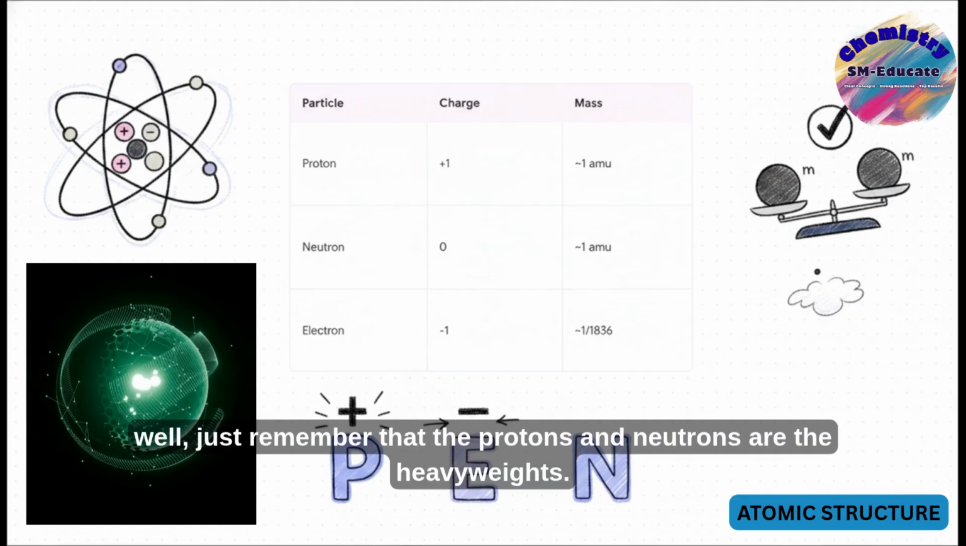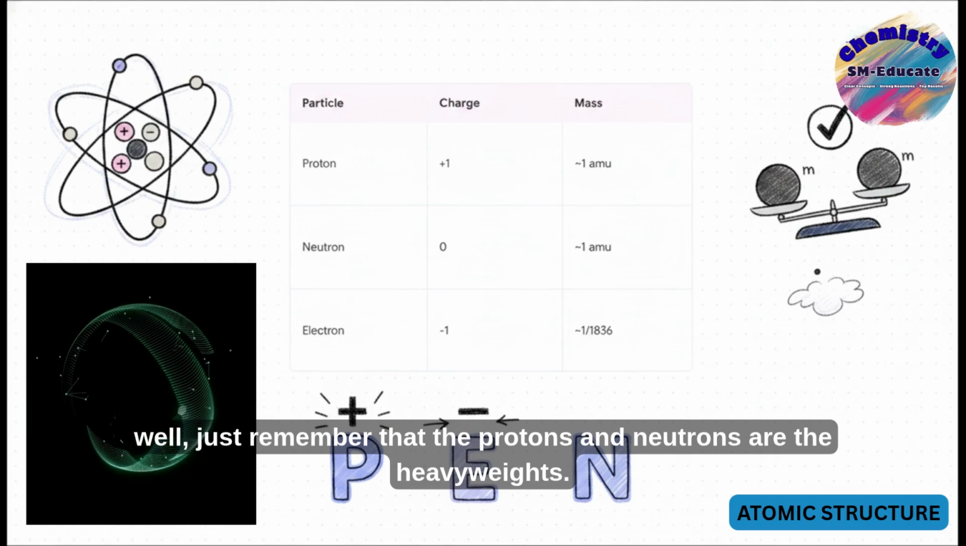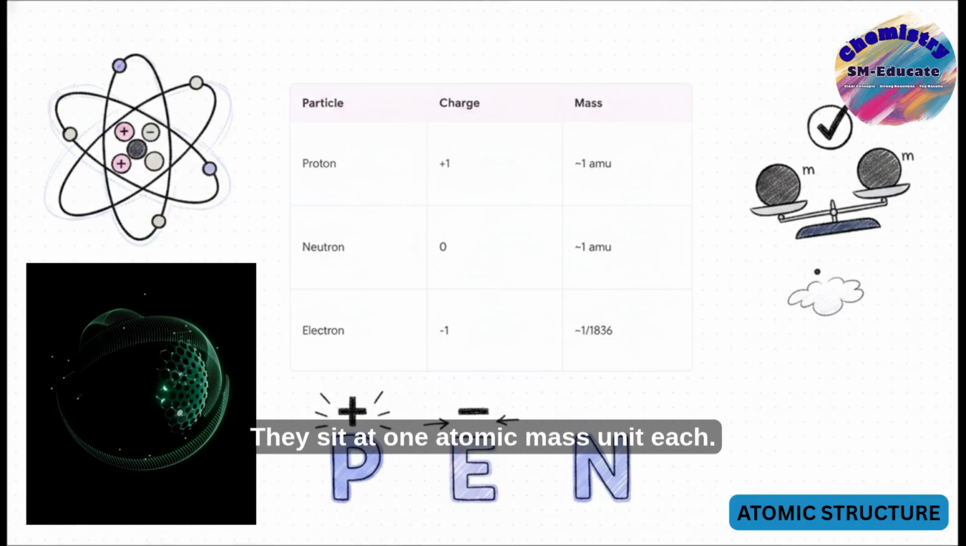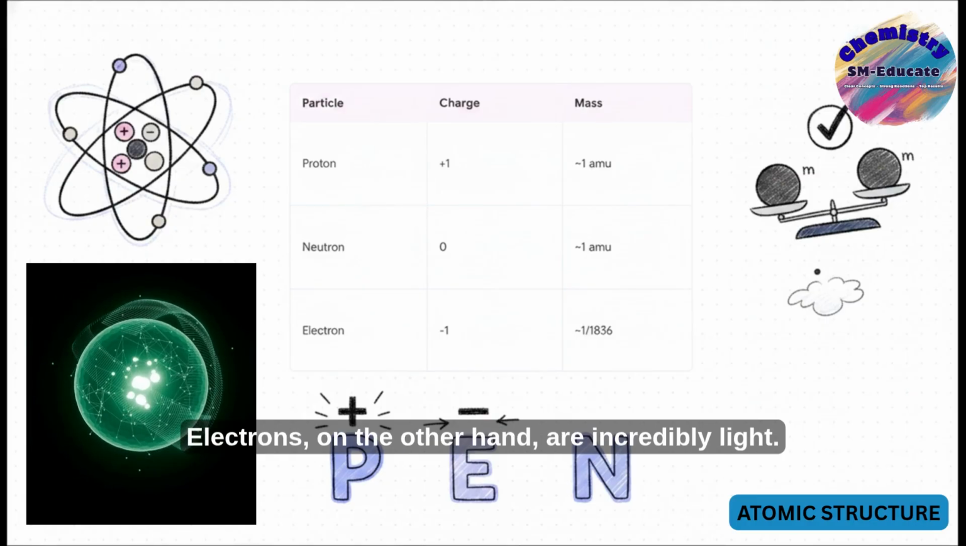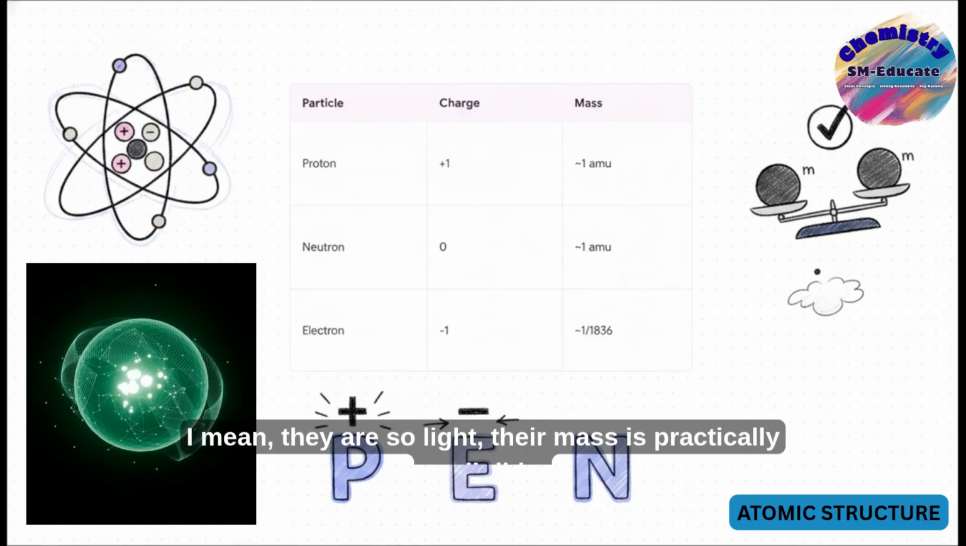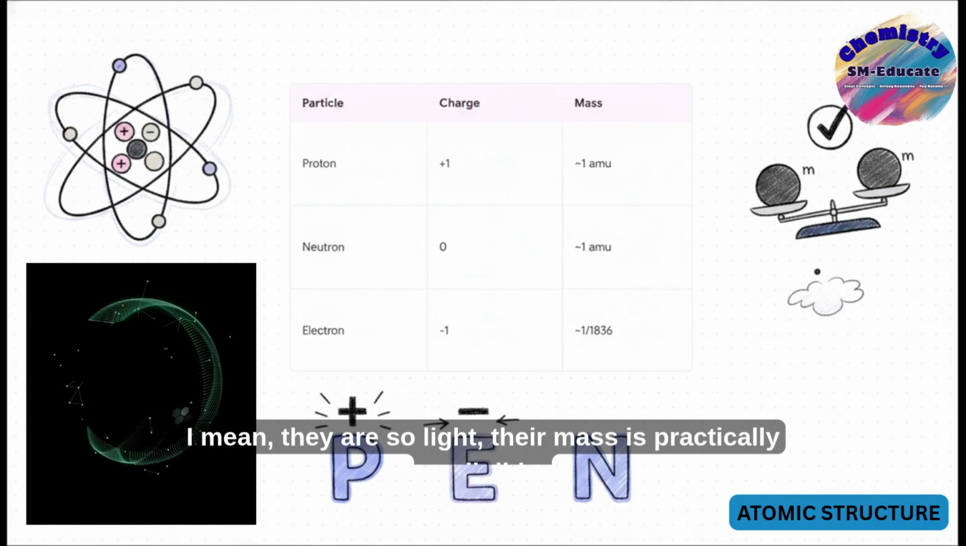As for their mass, well, just remember that the protons and neutrons are the heavyweights. They sit at 1 atomic mass unit each. Electrons, on the other hand, are incredibly light. I mean, they are so light, their mass is practically negligible.